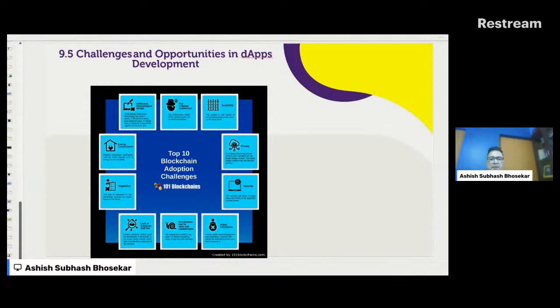So that wraps up day 9 for us. We hope you enjoyed learning about decentralized applications and their impact on the blockchain. Stay tuned for the next one.